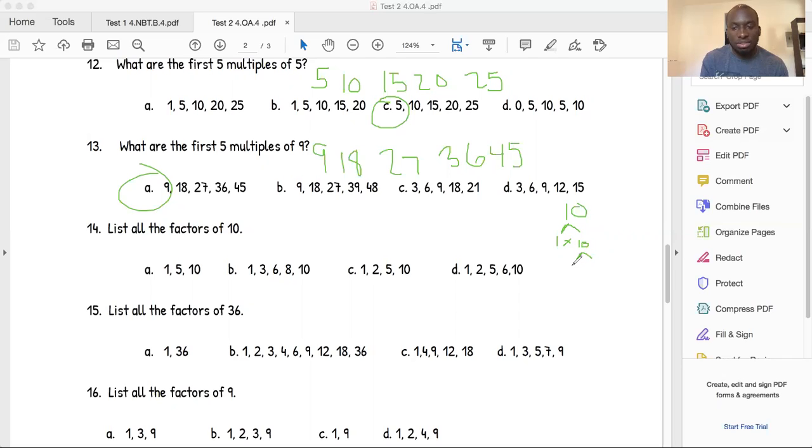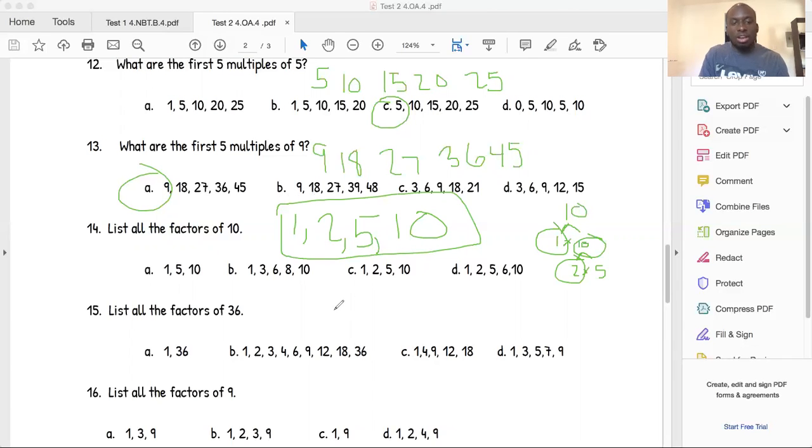And I also know 2 times 5. And that's it. So 1 is a factor, 2 is a factor, 5 is a factor, and 10 is a factor. 1, 2, 5, and 10, which is answer choice C. 14 is C. Then it says, going down to number 15, list all the factors of 36.